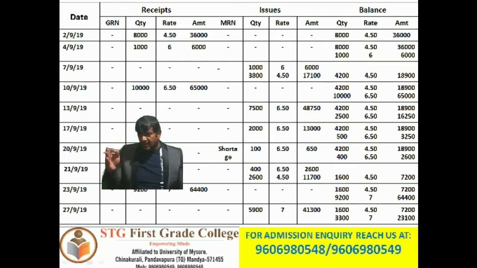The upper balance, that is 4,200 units at rupees 4.50, remains the same at 18,900, there is no change in it. But out of 2,500, I have issued 2,000 units. So the balance left is 500 units at rupees 6.50 per unit. So the balance comes to 3,250 rupees.